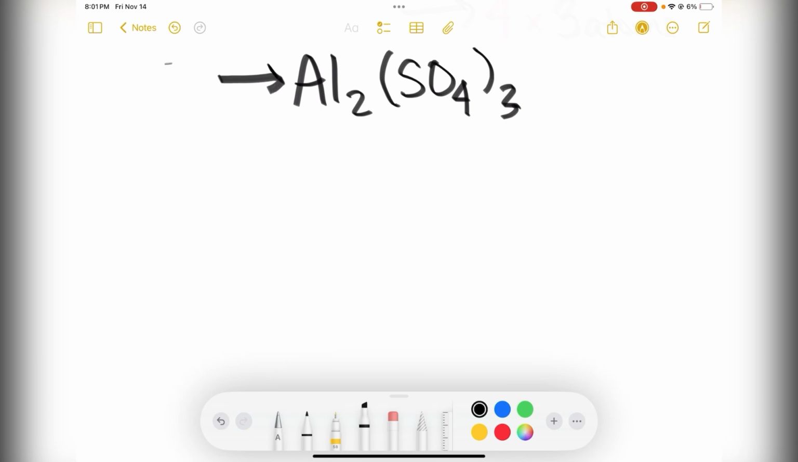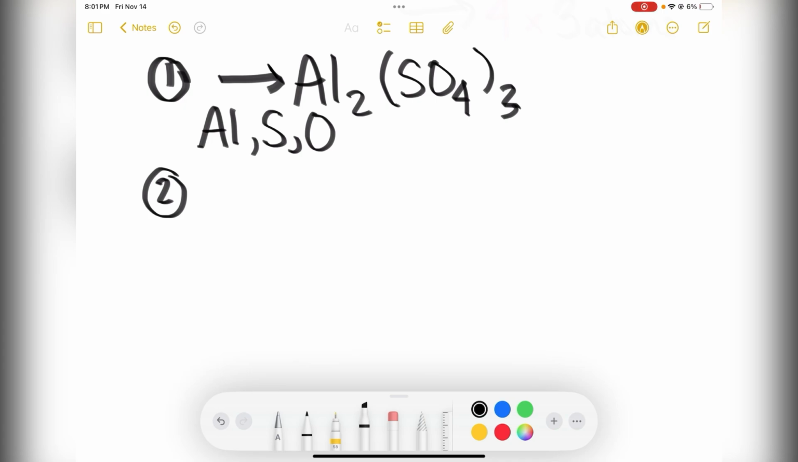So step 1 is to identify the elements. Okay? We have Al, we have S, we have O. Now the second step is to start counting. Okay? So let's go ahead and write down our elements. Al, S, O. Let's see here. We have 2 Al, because we have the subscript there. We have 2 Al.